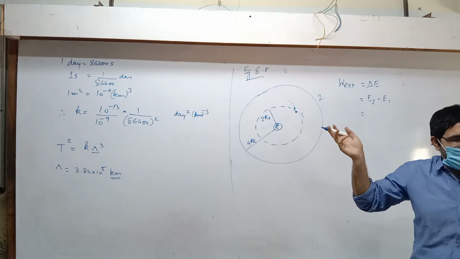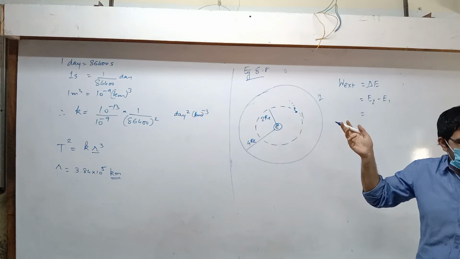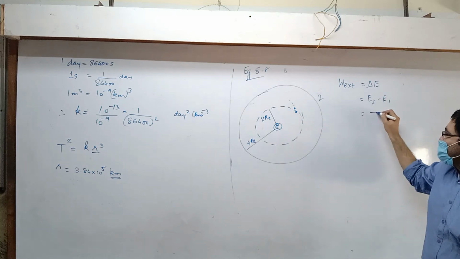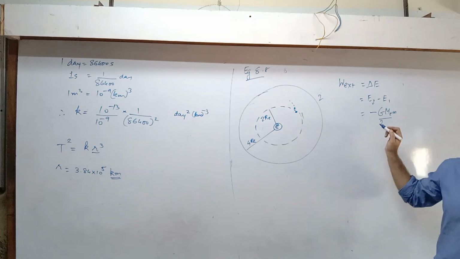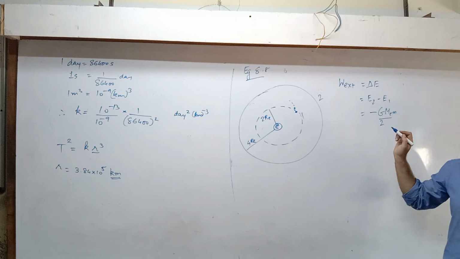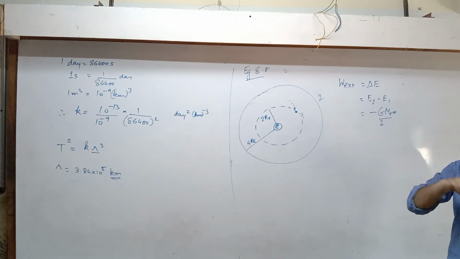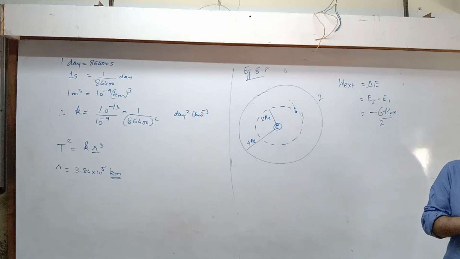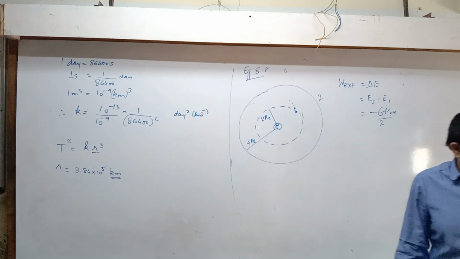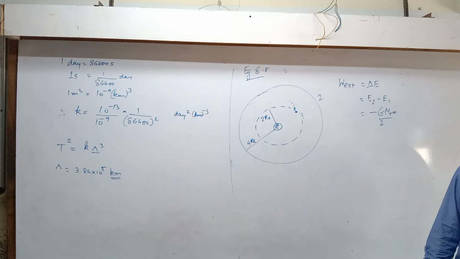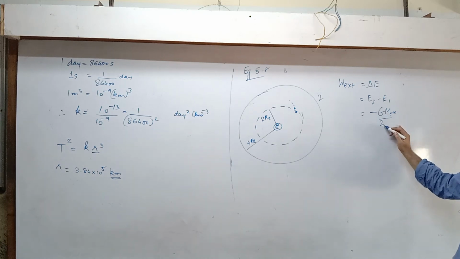What is E2 in the second orbit and E1 in the first orbit? What's the formula of mechanical energy of a satellite revolving around the Earth? Minus G M_E m by 2r. Isn't it? Yes or no? Sure. You remember K, U and E, all three, check once. You should remember. Correct, minus G M_E m by 2r.